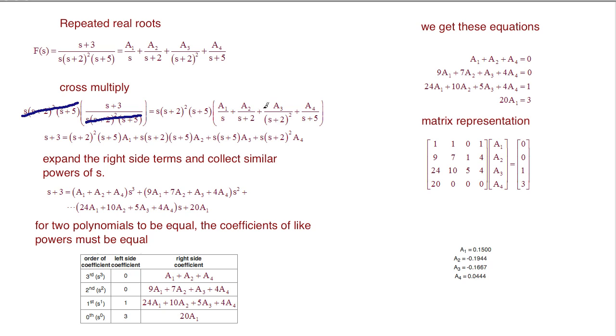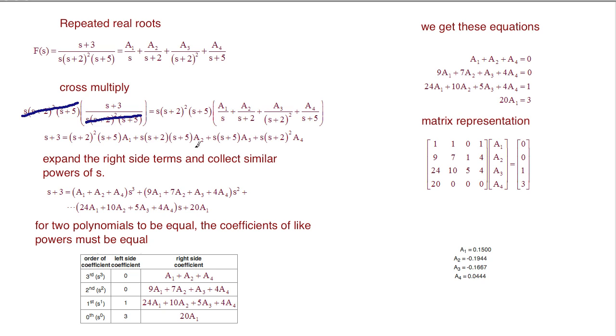Now when we get to this term, we have A3 divided by (s plus 2) squared. This term will cancel with this term completely, leaving us the result s times (s plus 5) times A3. And then finally, the fourth term works in a very similar fashion. The (s plus 5)'s cancel, and we get s times (s plus 2) squared times A4.